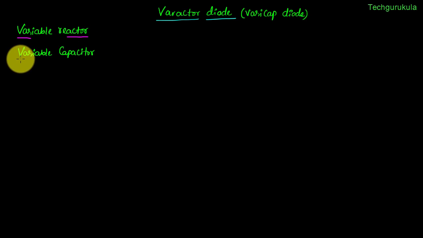In this video, we're going to see the Varactor diode. Varactor is a short form of variable reactor. Var comes from the first term and actor comes from the second term. It is also commonly known as Varicap diode, which is again a short form of variable capacitor. Var comes from the first term and cap comes from the second term.